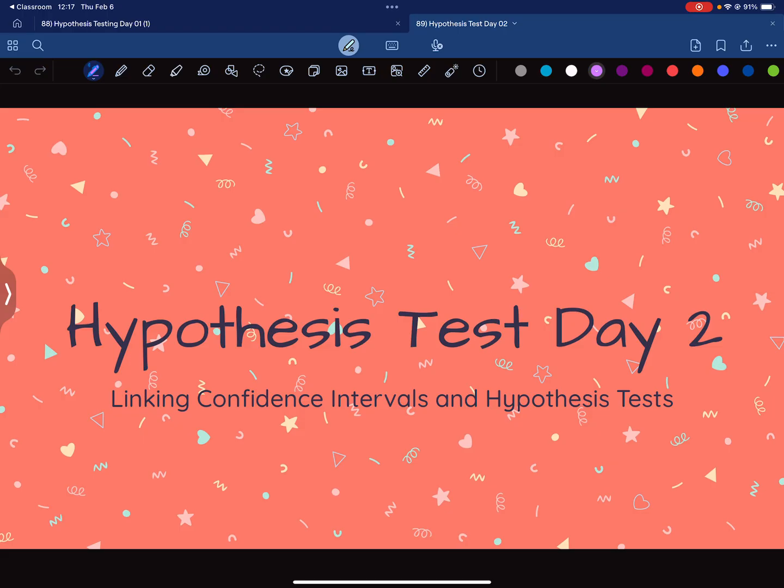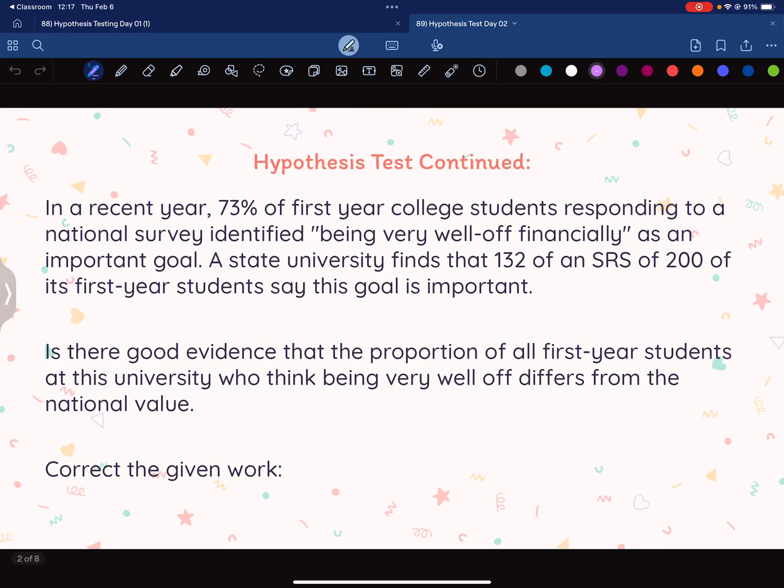So in this first exercise, we're talking about, in a recent year, 73% of first-year college students responding to a national survey identified being very well off financially as an important goal. A state university finds that 132 out of an SRS of 200 of its first-year students say that this goal is important. Is there good evidence that the proportion of all first-year students at this university who think being very well off is important differs from the national value? Correct the given work.